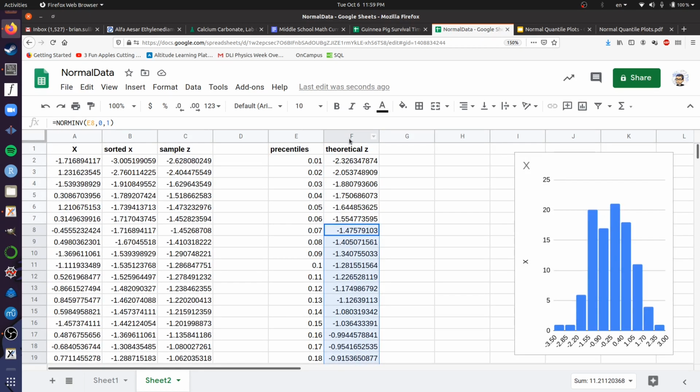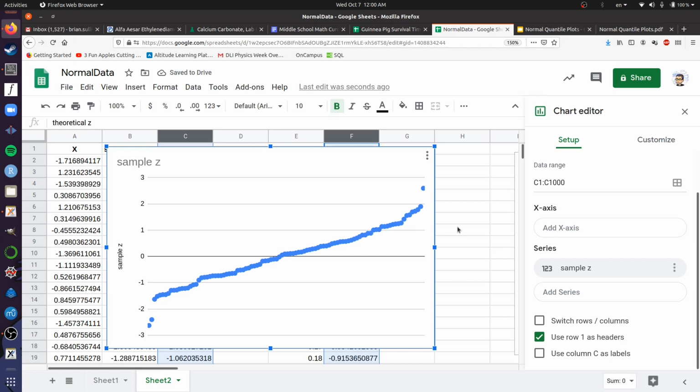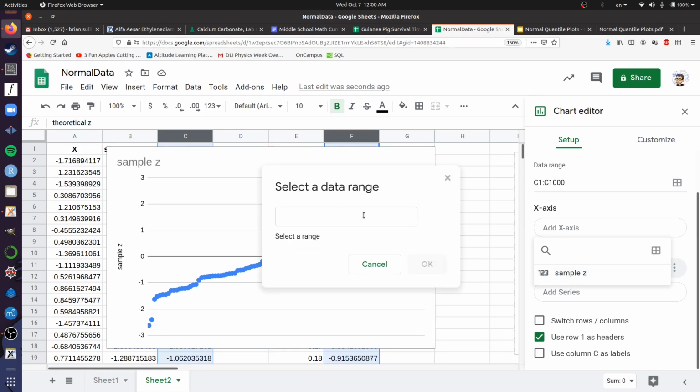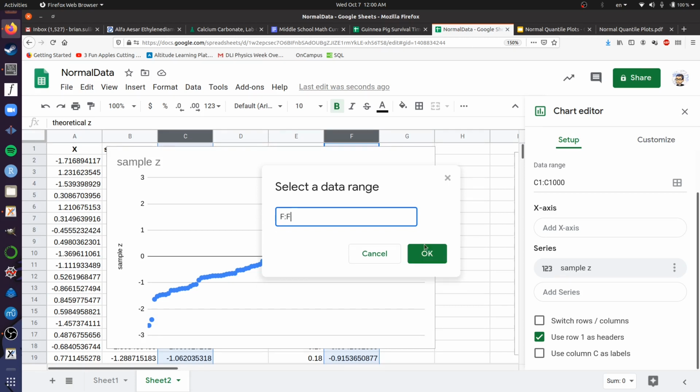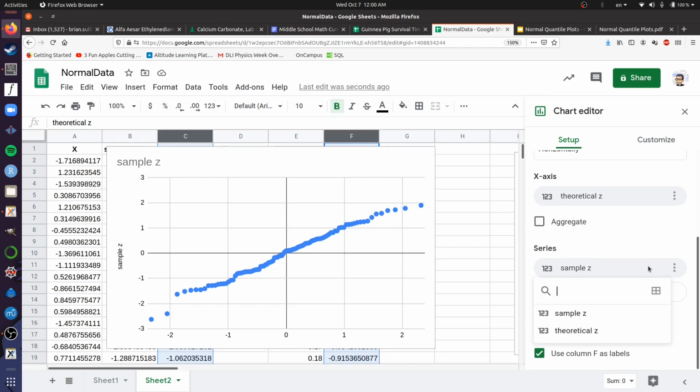Now let's plot our sample z versus theoretical z. We want the scatter chart. It has not added an x-axis for us here, so let's make sure we have an x-axis. I want the x-axis to be not the sample z, but the theoretical z. Select a data range. Our theoretical z is in column F. So I'm typing F:F there. And I want my series to be sample z, which it is. So here we have x-axis, theoretical z, and y-axis, sample z.